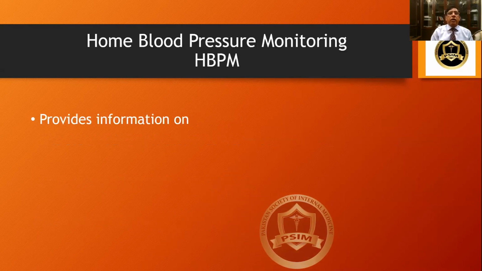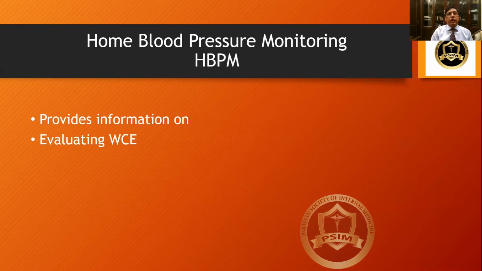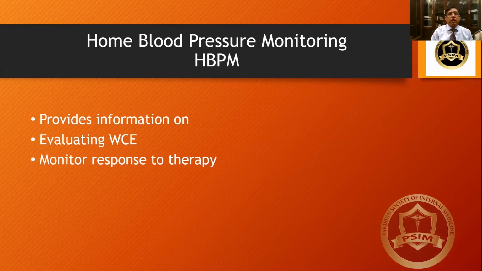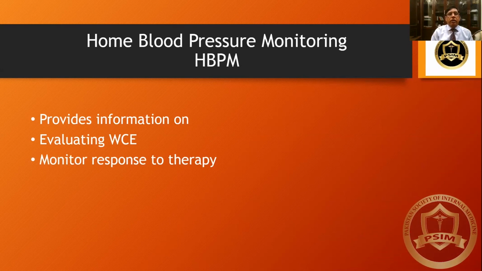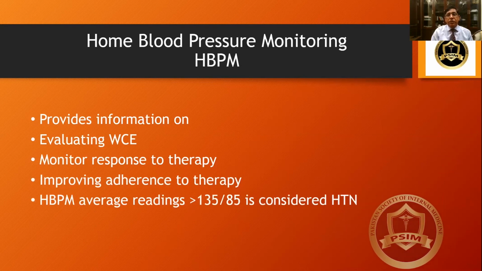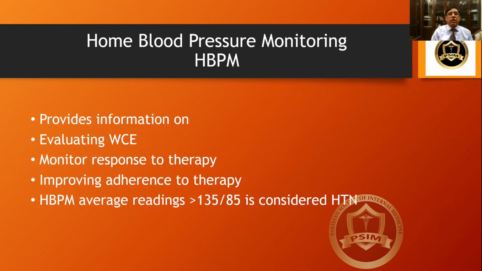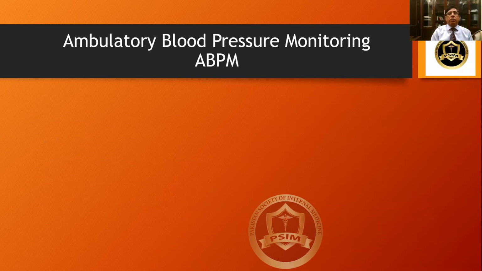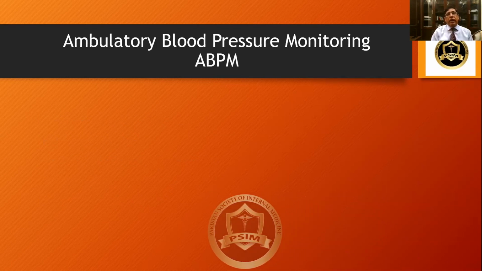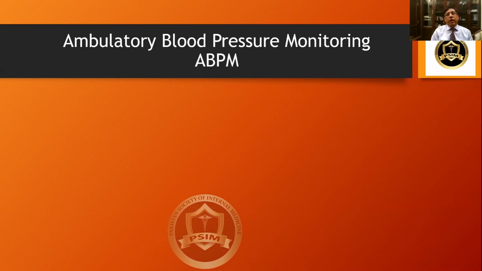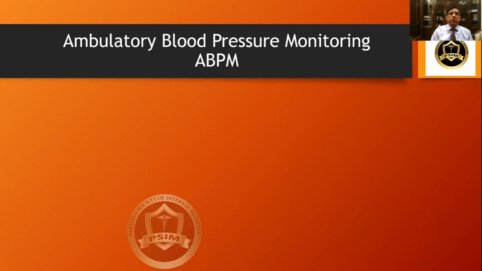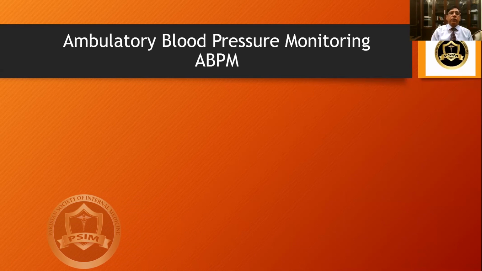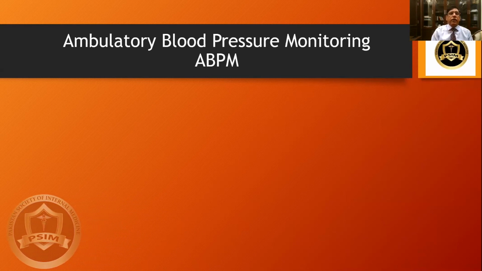Home blood pressure monitoring provides information for evaluating white coat hypertension. It helps us monitor response to therapy and improves adherence to therapy, and a home blood pressure monitoring average reading of 135/85 is considered hypertension. Ambulatory blood pressure monitoring means you apply a BP apparatus to your patient's body, and the cuff is programmed to inflate and record blood pressure every 1 hour or 2 hours as you set. And then it takes a 24-hour average, a daytime average, a nighttime average, and a sleeping time average.